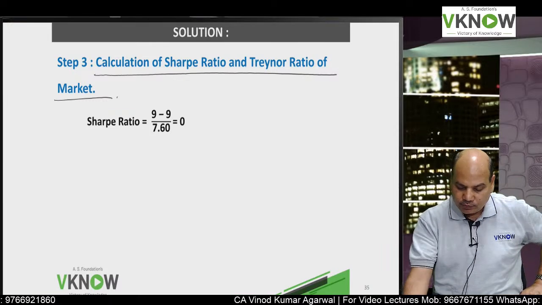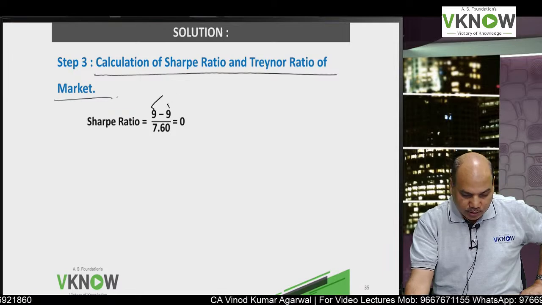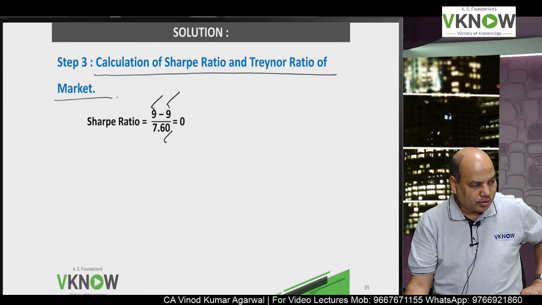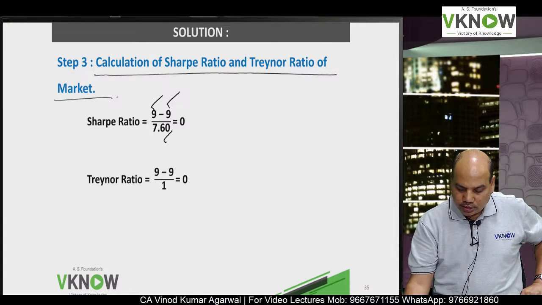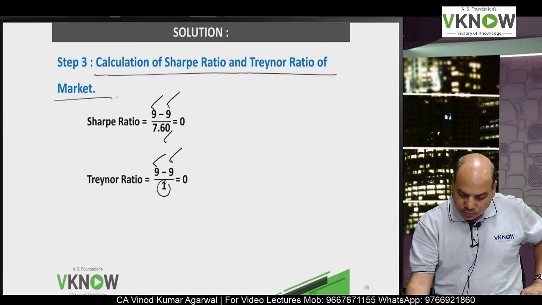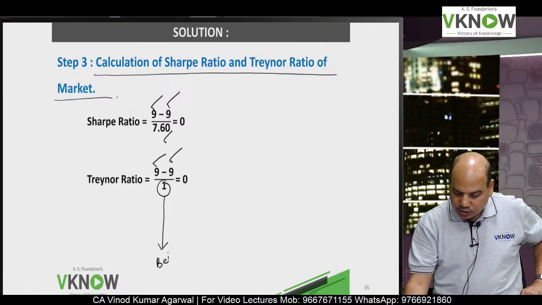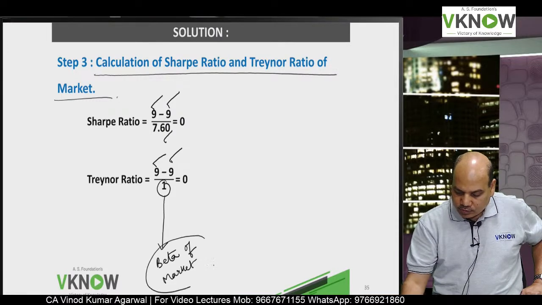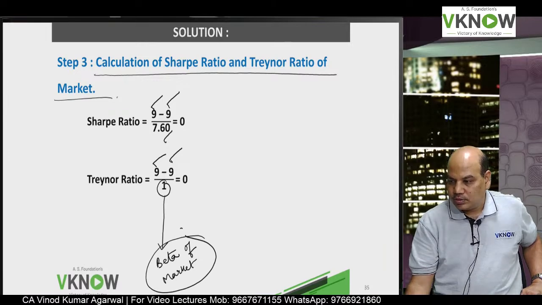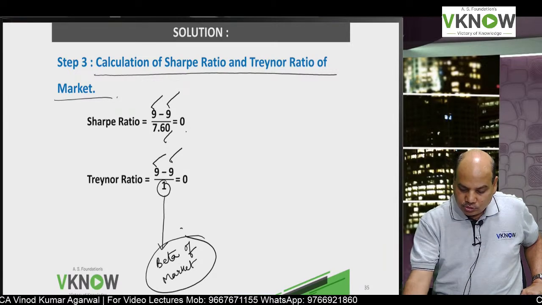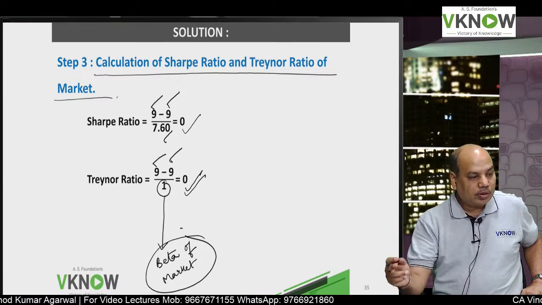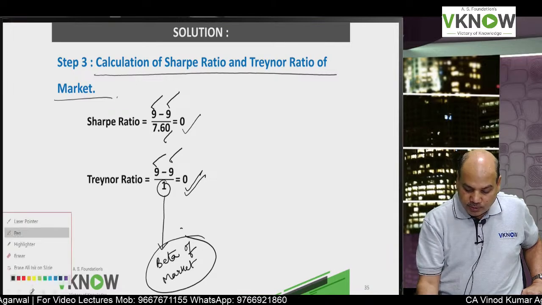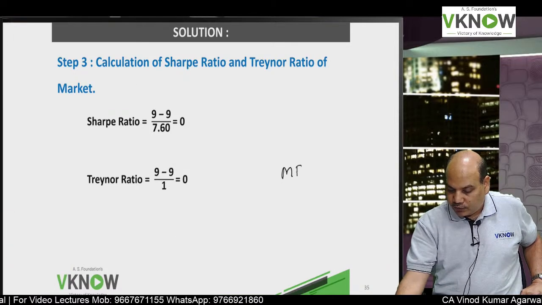Sharpe ratio for market will be 9 minus 9 divided by standard deviation. This comes to 0. And Treynor ratio 9 minus 9 divided by what? Beta of market, which is 1. In some earlier problem also we have taken beta of market as 1, so 0. So at least market is 0, but all mutual funds are negative. So who has performed better? Mutual fund is negative.